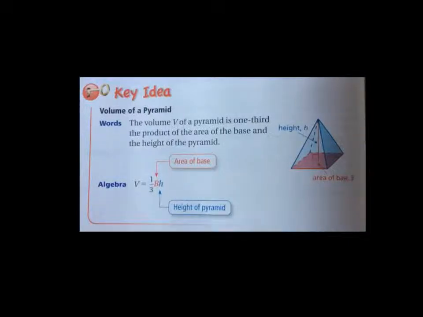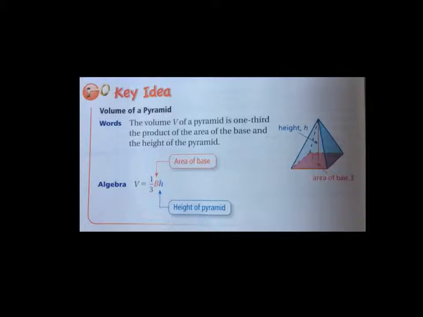Alright, here we are in 14.5, and our goal today is to find the volume of pyramids. So our key idea is the volume V of a pyramid is 1/3 the product of the area of the base and the height of the pyramid.